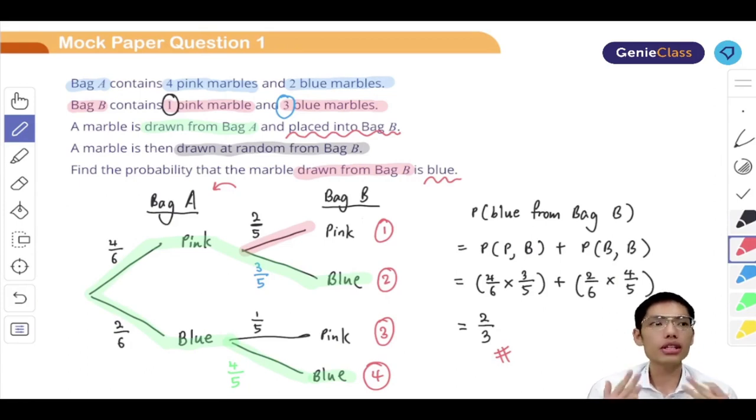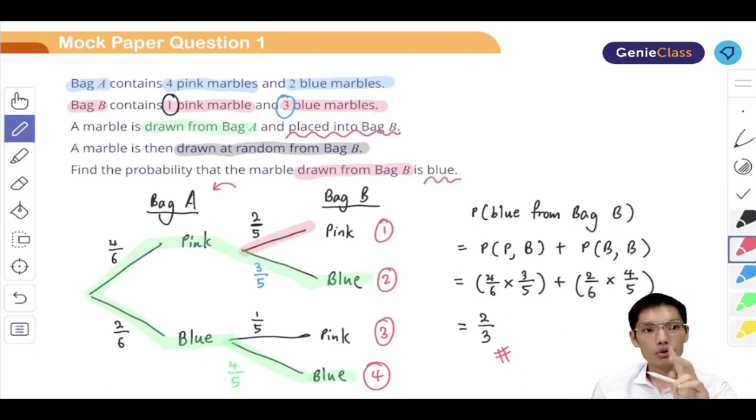If it's a very confusing tree diagram, or if you can't remember independent events, the tree diagram will be very, very helpful. So what happens? Look at the question. What do you define as the first draw? Good question, Dennis. What do you define as the first draw? First draw is from where? Is it from bag A or bag B?